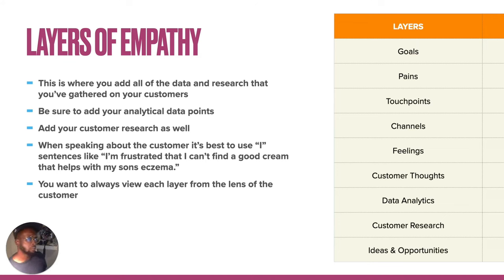When speaking about the customer, it's best to use I sentences. Like, I'm frustrated that I can't get good cream that helps with my son's eczema. That is an I statement. It's not, oh, the customer is frustrated, right? So you want to look at all of these things through the lens of the customer. So let's look at our layers here. So first we have goals, and you want to think about what are the goals of your customer persona, right? Then we have pains. What are the pain points your customer persona is going through?